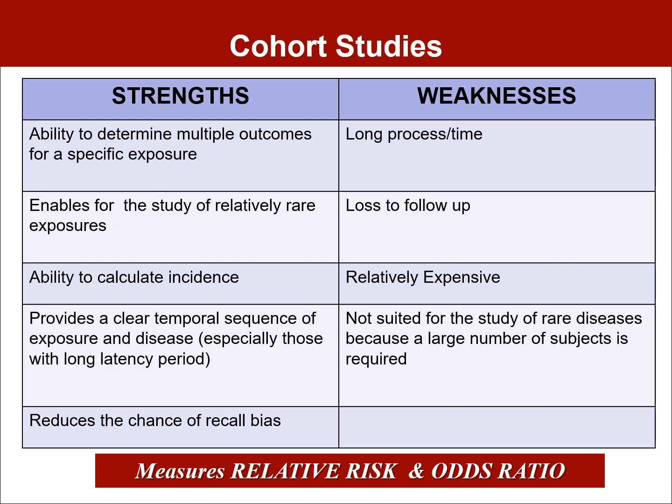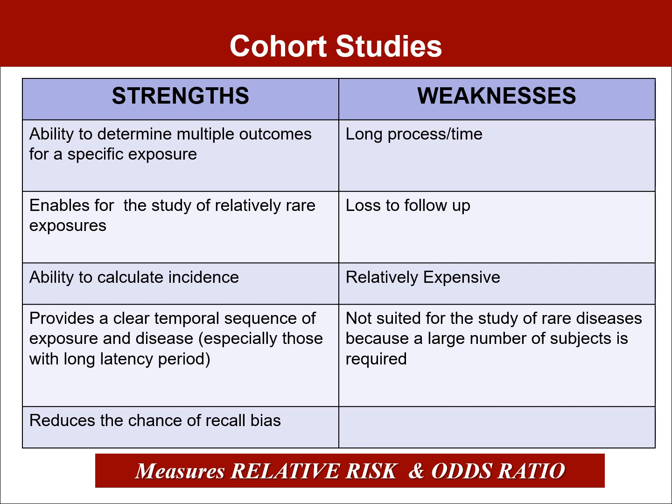What are the strengths and weaknesses of cohort studies? Kind of similar to what I have just said previously. Cohort studies obviously are the next in line to experimental studies when it comes to rigor. So it's definitely much stronger, and in some instances preferable to case control studies. One of those reasons is that you have the ability to measure multiple outcomes for a particular exposure. It enables you to study relatively rare exposures. Again, remember the hallmark of cohort studies is starting with exposure and going forward to find the outcome.